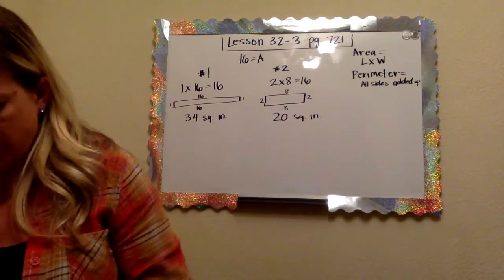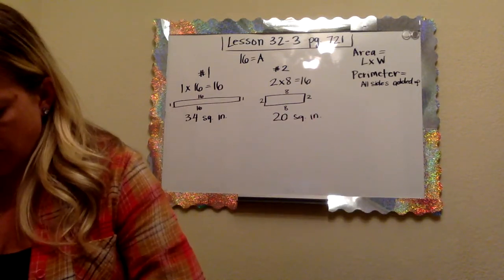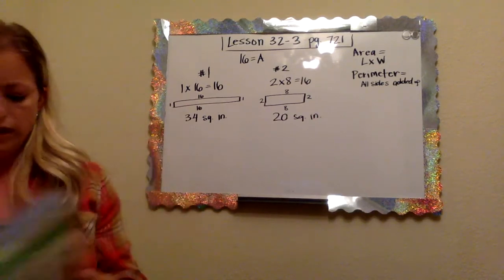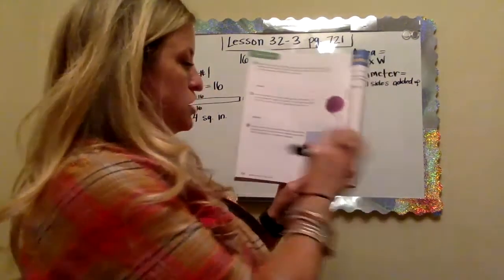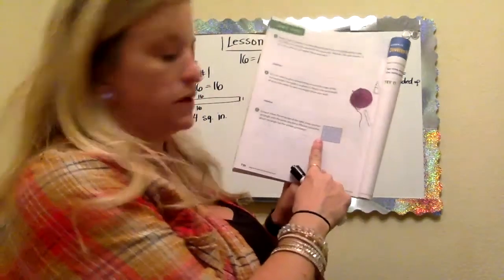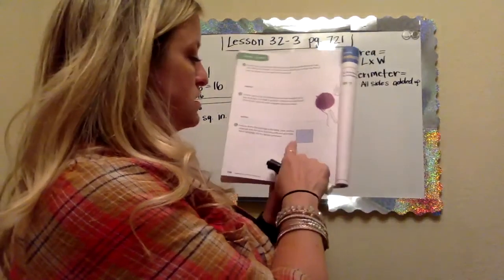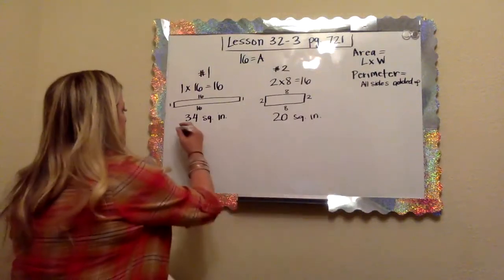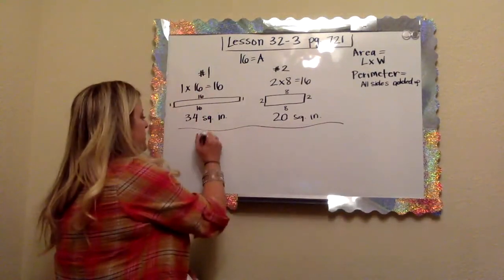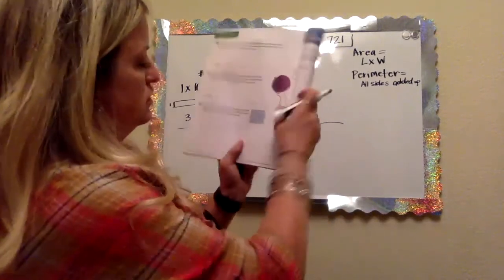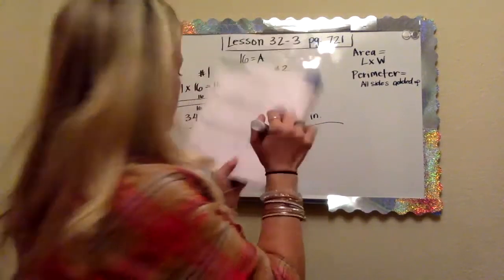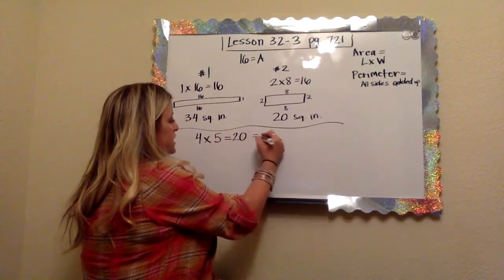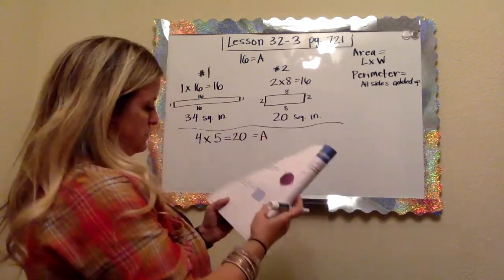Number 5, Enrique draws a rectangle at the right. Draw another rectangle with the same area but a different perimeter. Which rectangle has a greater perimeter? Again, if you're going to compare, then you first need to figure out what this one is. So we're going to find the length and the width. 1, 2, 3, 4. So it's 4 groups of 1, 2, 3, 4, 5. 5. 4 times 5 is 20. That is the area.